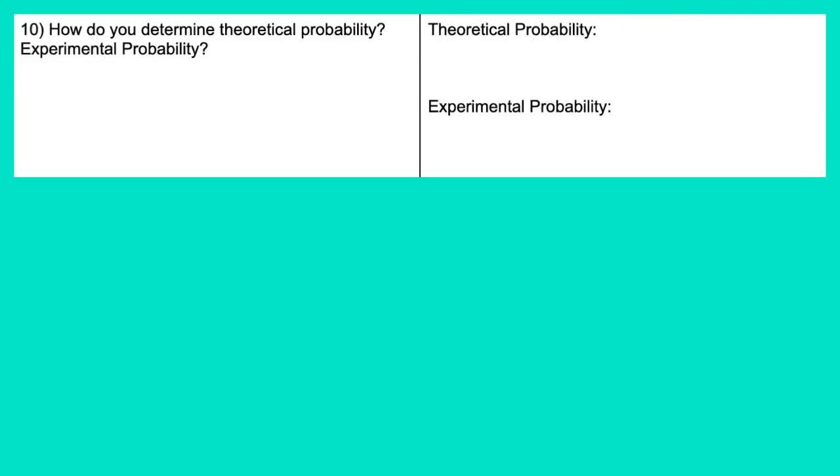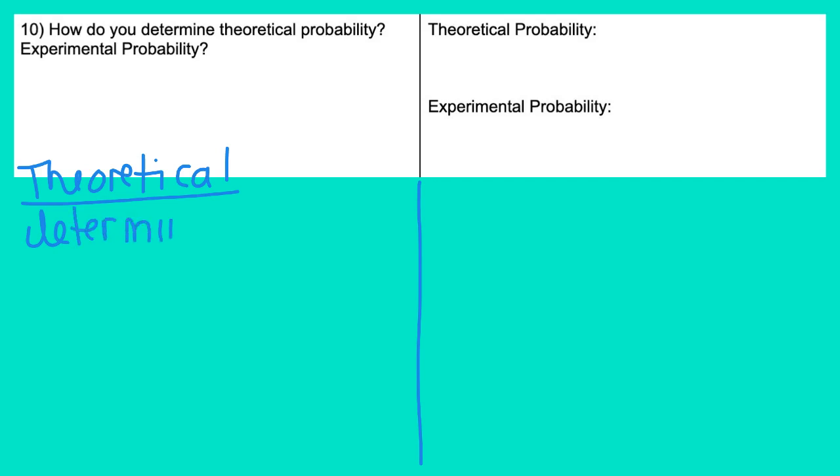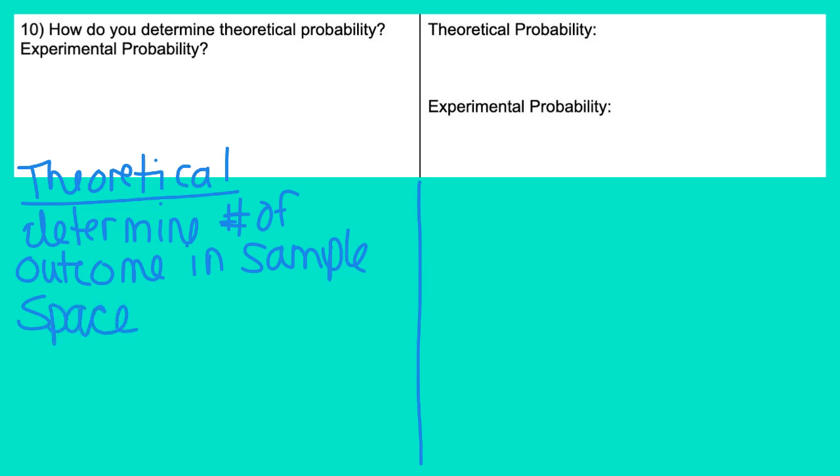How do you determine theoretical probability and experimental probability? So I'm writing really large. I'm going to go ahead and do my writing down here at the bottom. So theoretical. You are going to determine the number of outcomes in the sample space. And then you are going to put the favorable ones over the total.